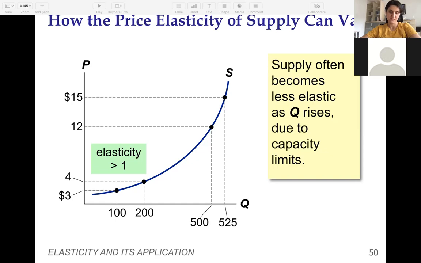If you look at the elasticity between these last 2 points, 525 minus 500 divided by midpoint of them, 512.5, divided by 15 minus 12, midpoint of them, 13.5. Okay, and elasticity is lower than 1 here.